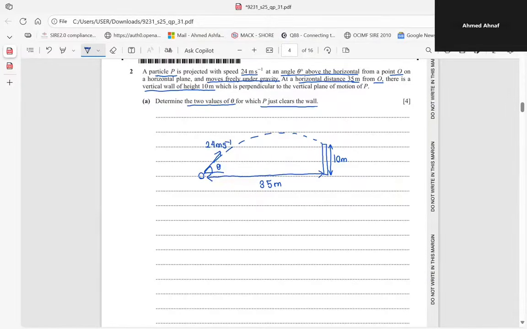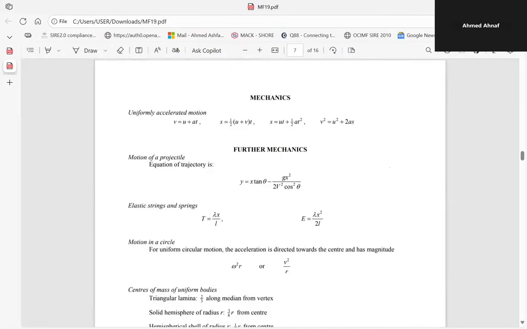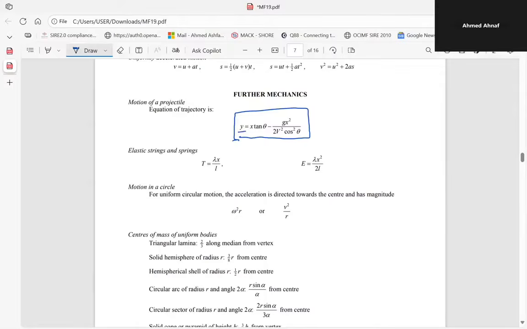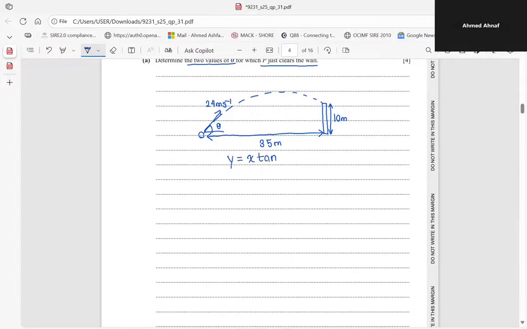Okay, all right. So in order to do this, we can just use the formula directly, the equation of the trajectory given in your MF19. So for the mechanics, we've got this formula here. So y is your vertical displacement, and then x is your horizontal displacement, and then u is your initial velocity or speed. Okay, so let's copy down this formula. So y equals x tangent theta minus g x squared over 2 u squared cosine squared theta. Okay, so we're going to substitute x equals 35 and y equals 10.